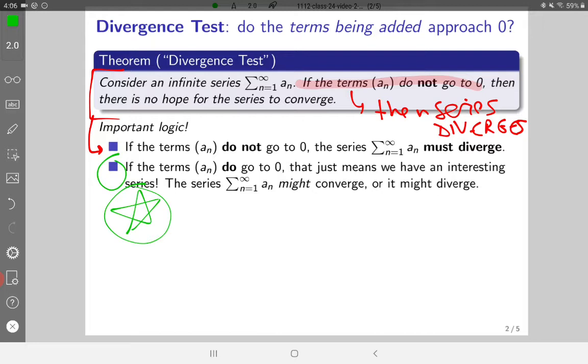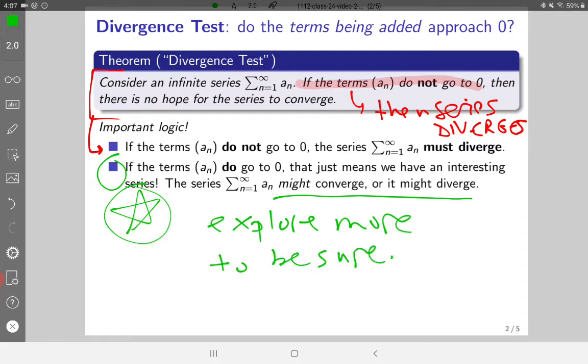And I hope in the process I'm not putting bad ideas in your head you didn't already have. But essentially, if the terms a_n that I'm adding together in the series do go to 0, that just means we have something to do. It just means we've got a neat question. We have an interesting series. We have more to investigate. If the terms are going to 0, that means there's hope. It might converge, but it might not. And we have to explore more to be sure when the terms do go to 0.